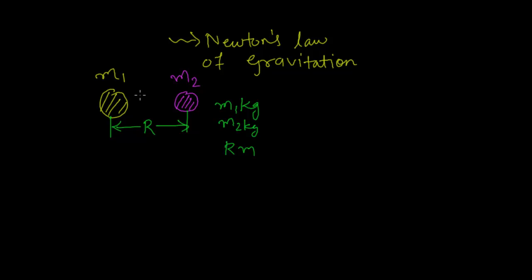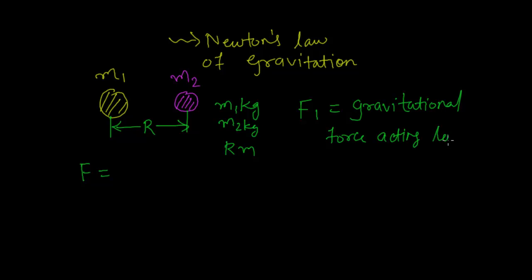Suppose we denote the gravitational force existing between two objects m1 and m2 by capital F. So F is the gravitational force existing between m1 and m2. Let me write it down over here. F is equal to gravitational force acting between masses m1 and m2. Okay, then this is the proportionality sign.